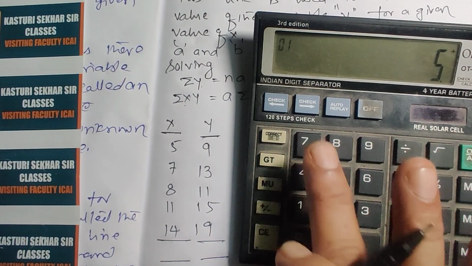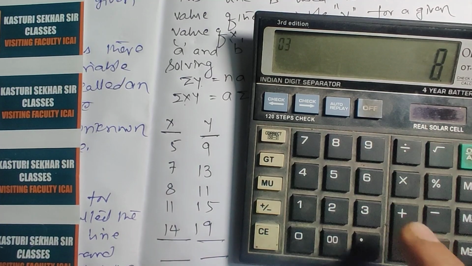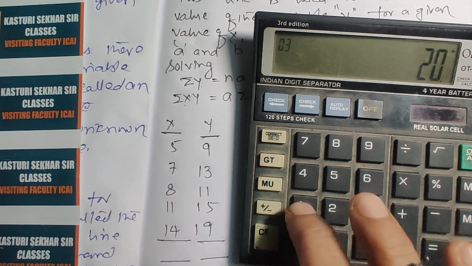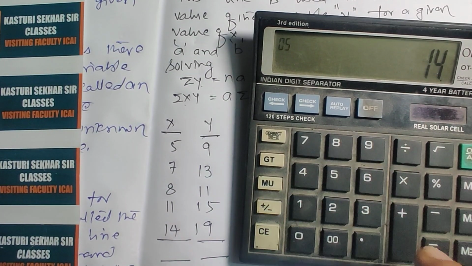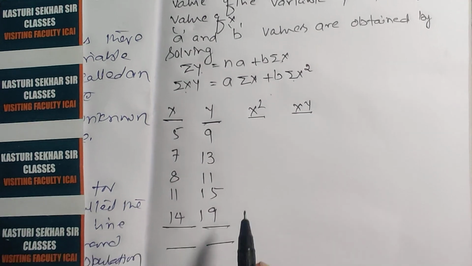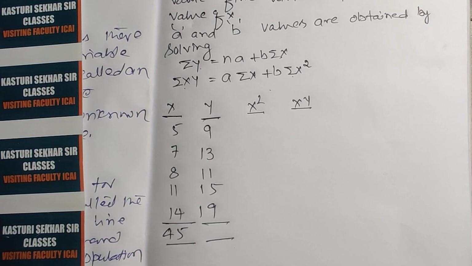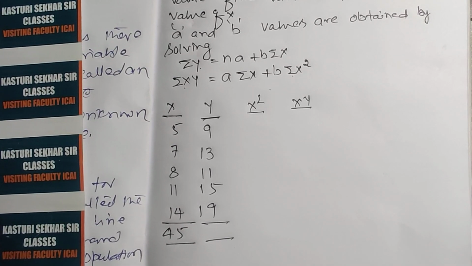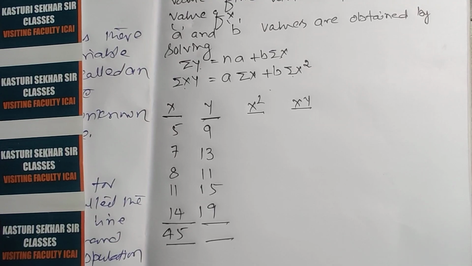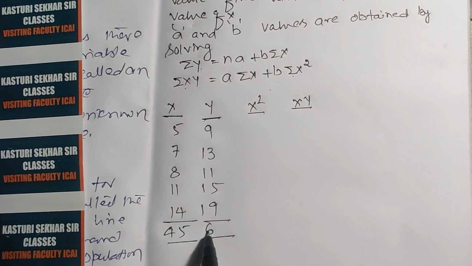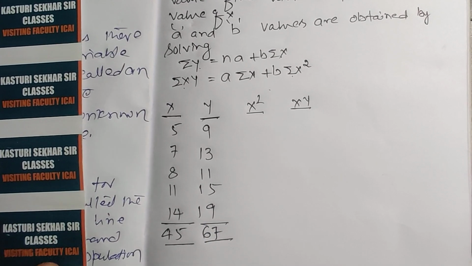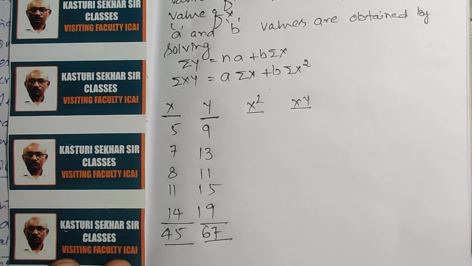This is 5 plus 7 plus 8 plus 11 plus 14. Its total is 45. Similarly, Y total also you'll get: 9 plus 13, 11, 15, 19. This is 67. X total is obtained, Y total is obtained.